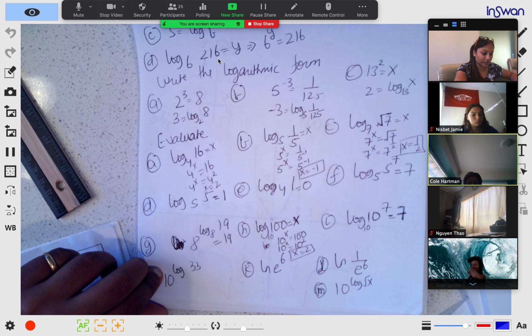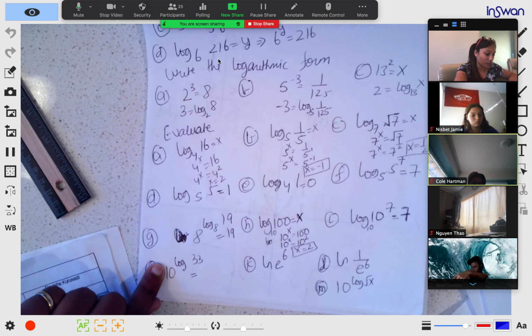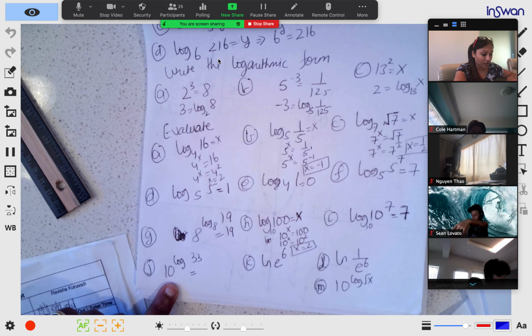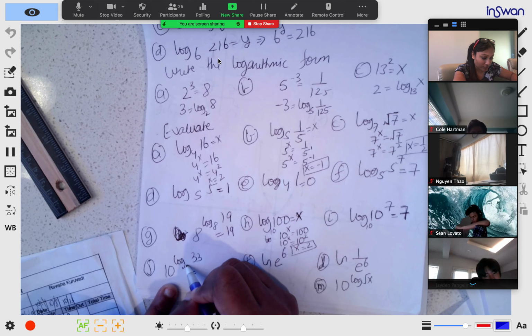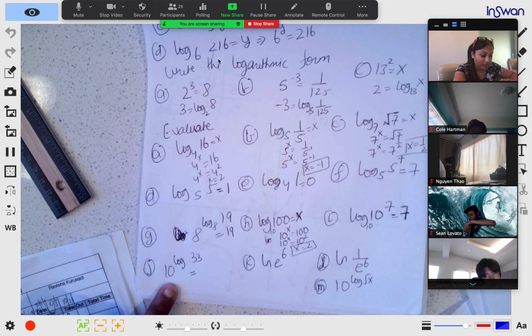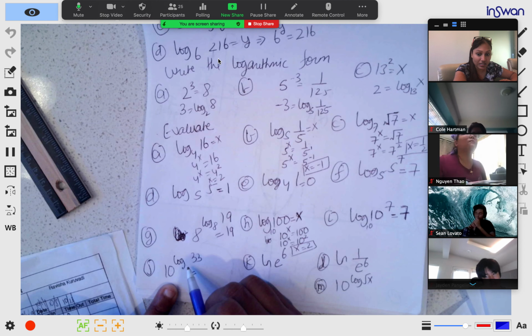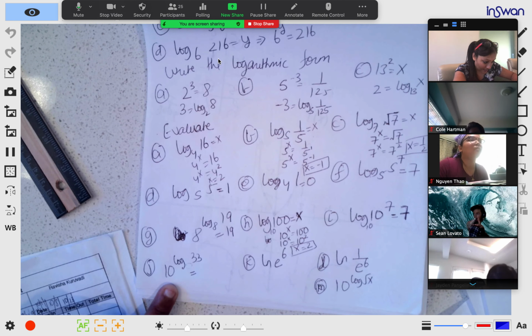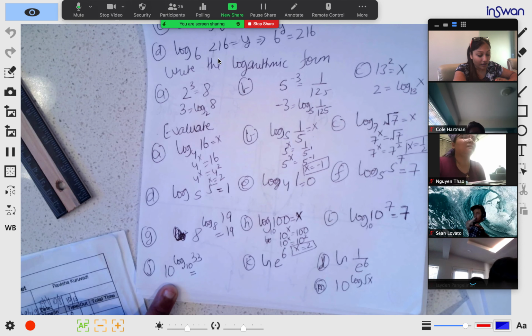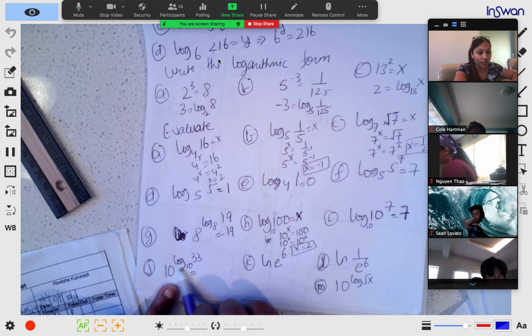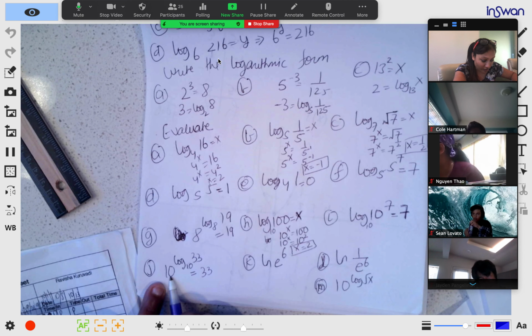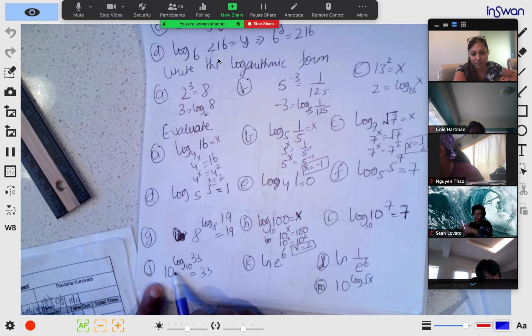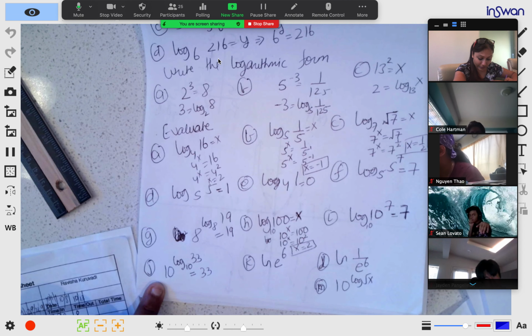Kaylee, what's the value of this one? Wouldn't it just be 33 because it's in the exponent? What's my base here? 10. Yes. If nothing is there, it is 10. Now, it's not that it's in the exponent, that's why it is equal to 33. The reason is that the base of the exponential and the base of the logarithmic are exactly the same. Okay. Yeah. Good.